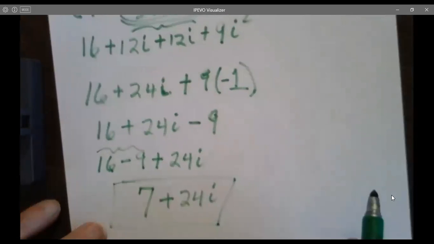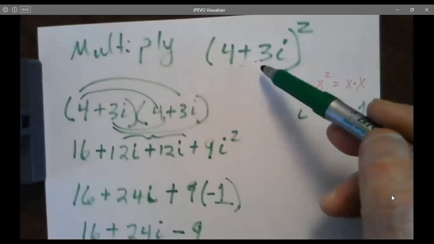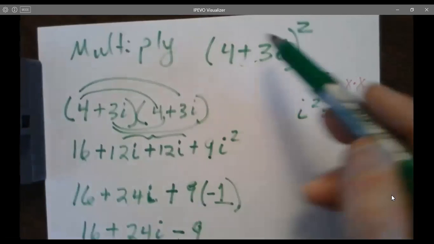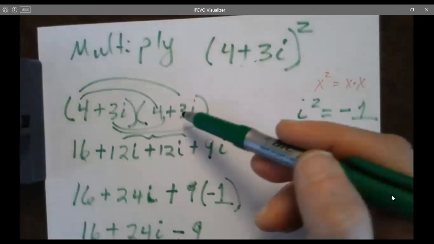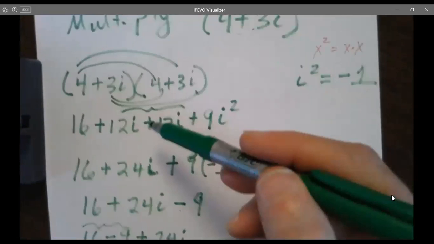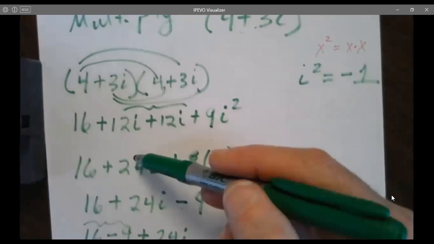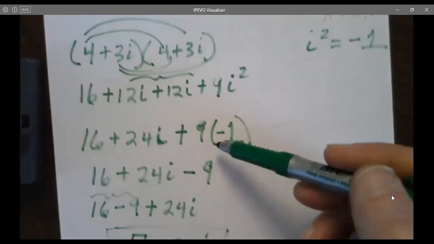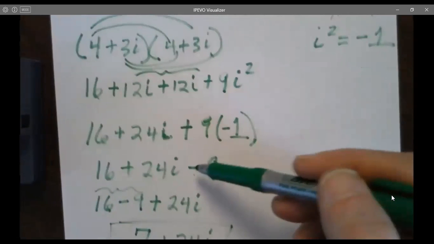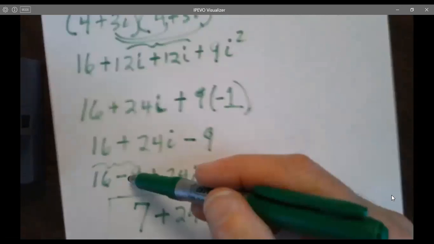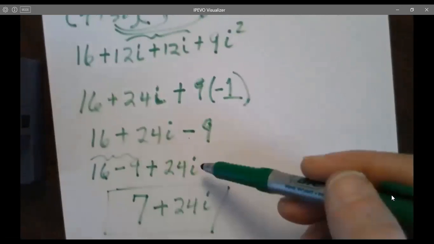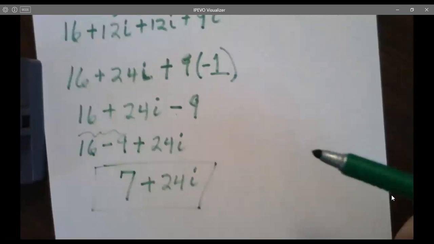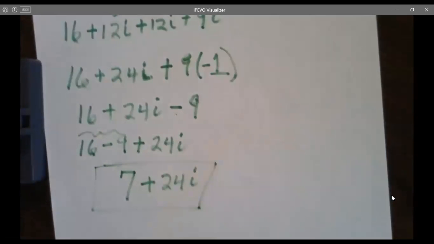So we took our complex number squared, (4 plus 3i) squared, put it in a copier, hit 2 copies, FOILed it, combined like terms, right? Change the i squared to a negative 1, and then switch places with the imaginary and the real numbers, combine the real numbers, and then we get our answer. Okay, any questions there?